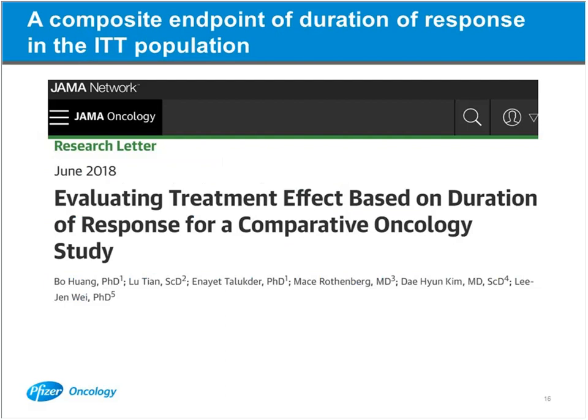So this is a recent paper published in JAMA Oncology proposing an intuitive composite endpoint of duration of response in the ITT population, not just for the responders. As a result, it enables us to do statistical inference between arms. I'm going to describe this method in the next several slides.